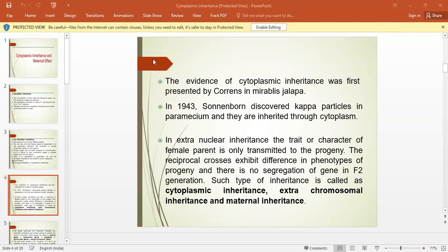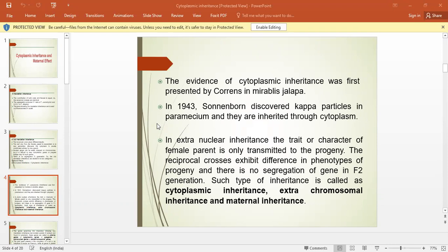Okay, so first of all, you have to remember that the evidence of cytoplasmic inheritance was first presented by the scientist Correns in the 4 o'clock plant, which is found in Jalapa in Mexico, and the plant name is Mirabilis jalapa. Next, in 1943, the scientist Sonneborn discovered the kappa particles in Paramecium, and they are inherited through the cytoplasm. So the next thing which proves that cytoplasmic inheritance exists is the kappa particle present in Paramecium. Okay, we will see all these examples.